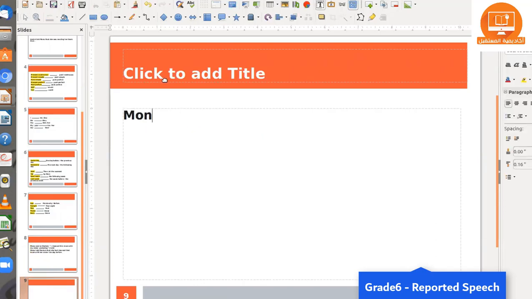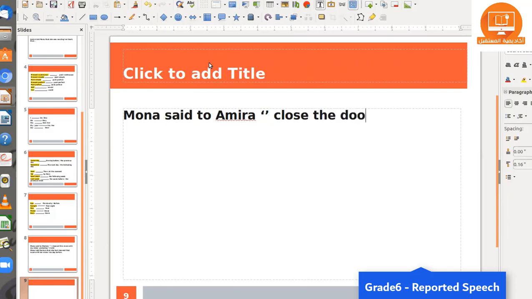Now let's look at this sentence. Mona said to Amira, close the door. And I know that in the video I sent on YouTube, I didn't explain the imperative and the question. And I will explain them now. And I will upload the video for them.